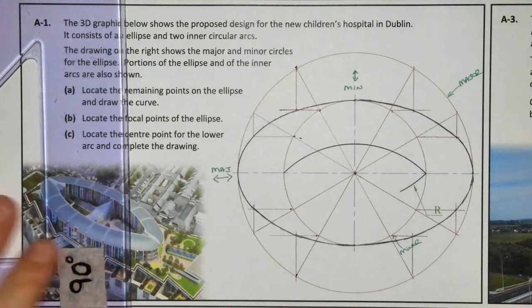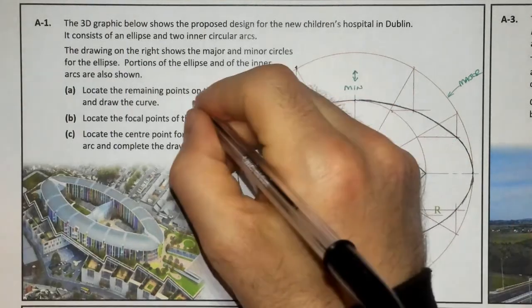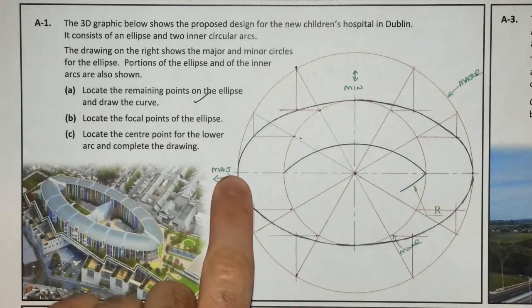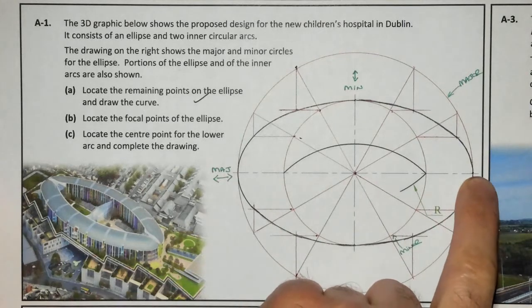Okay, that is the part A completed. We've drawn the ellipse, so I'll just take that off. Now I have to locate the focal points. Now, anytime you're finding the focal points, what you do is you take half the major axis. Okay, so my major axis is going from this point all the way out here to this point.